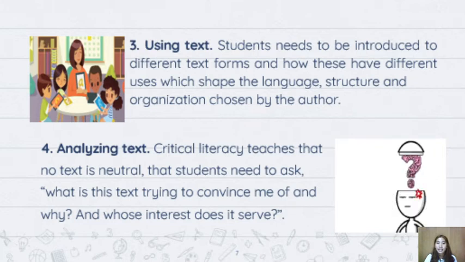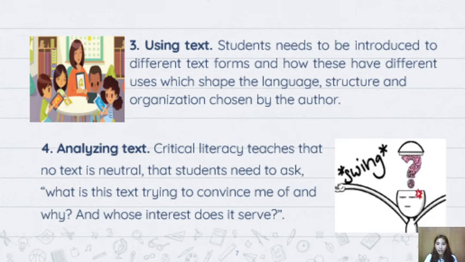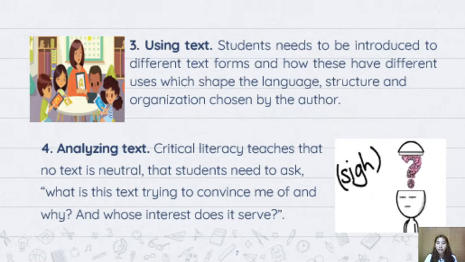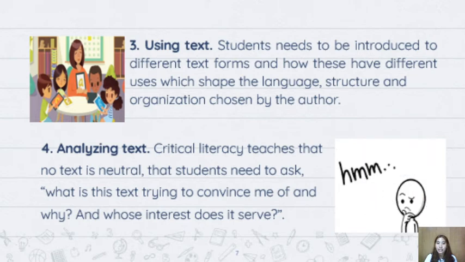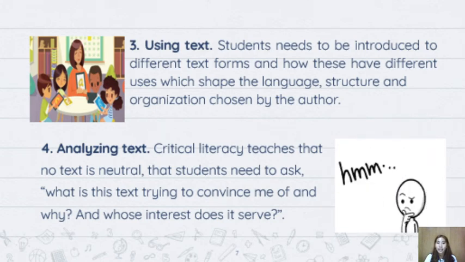Number 4, analyzing text. Critical literacy teaches that no text is neutral. That students need to ask what is the text trying to convince me and why? And whose interest does it serve? So dito, pumapasok na yung pag-analyze ng students sa kung ano yung motive ng author. To consider fairness, accuracy, and reliability, and to recognize their own power as readers. They need to be encouraged to evaluate what is said and how it is said in order to uncover assumptions and ideas, to respond when they disagree, and to take social action.